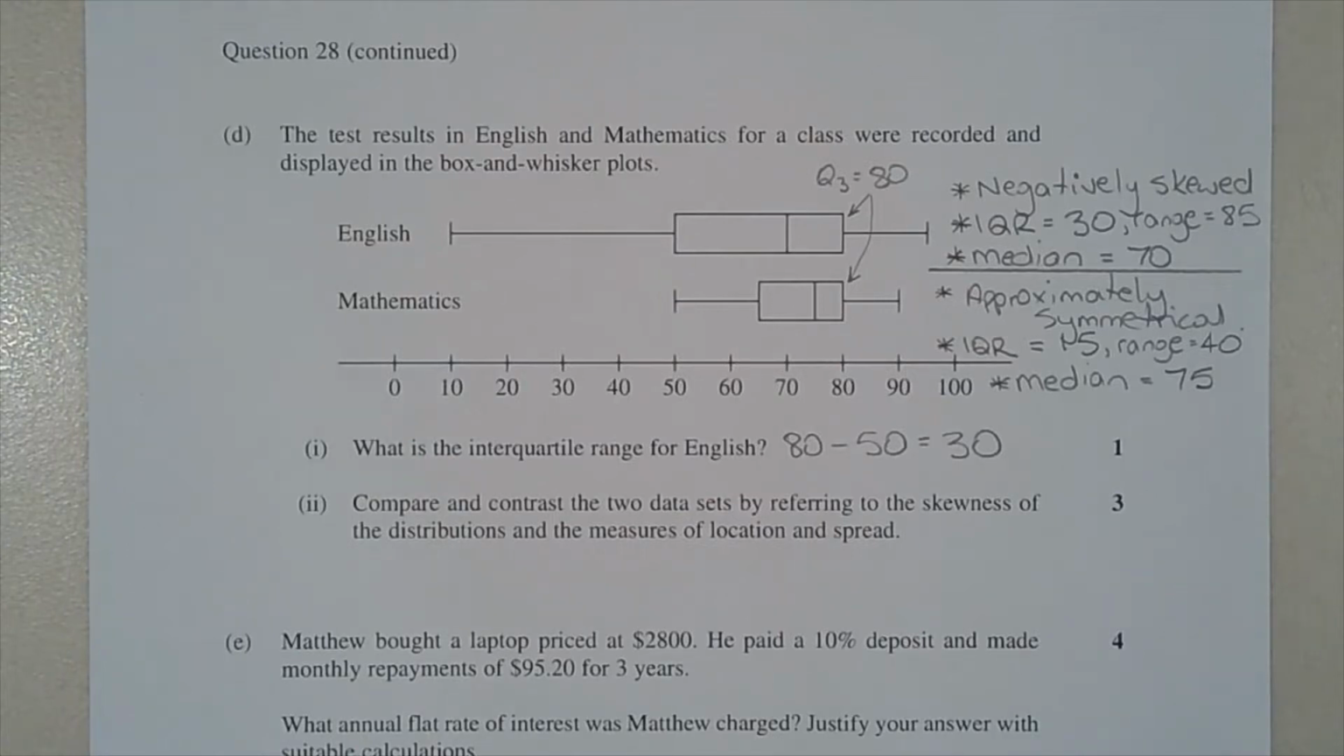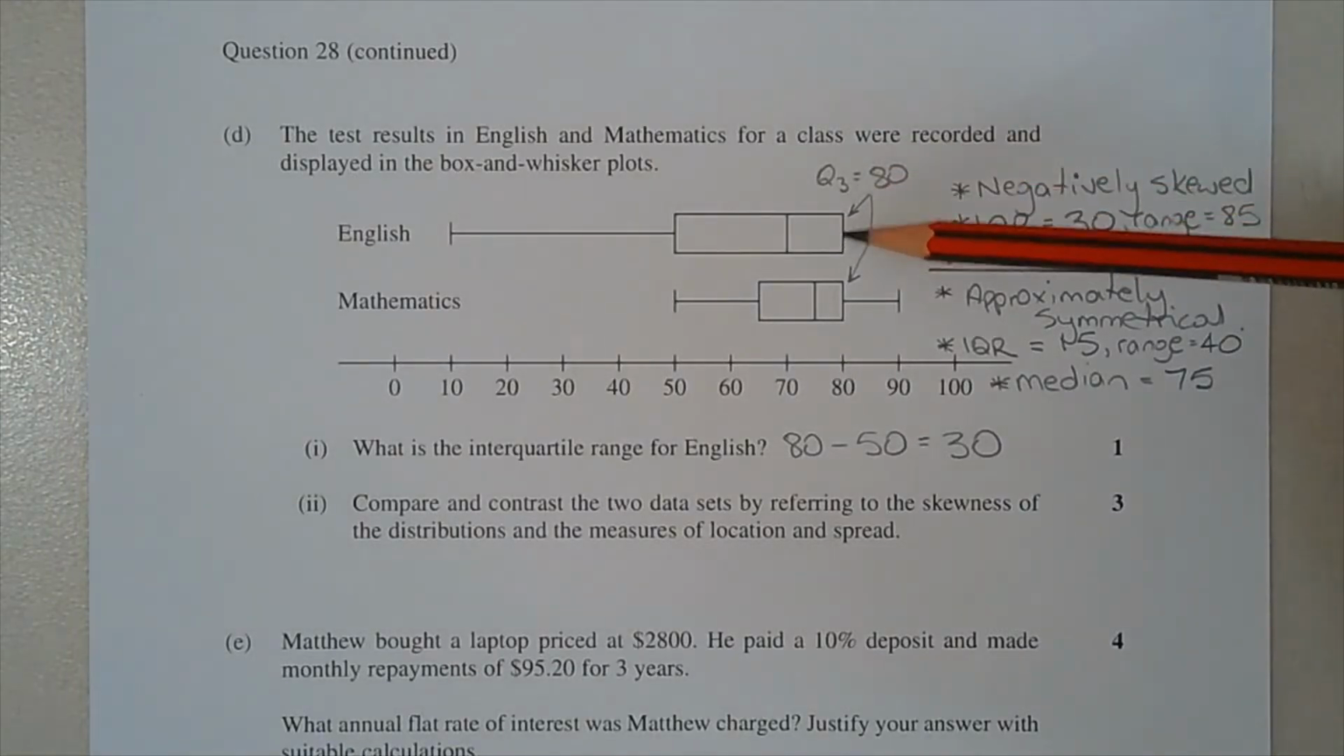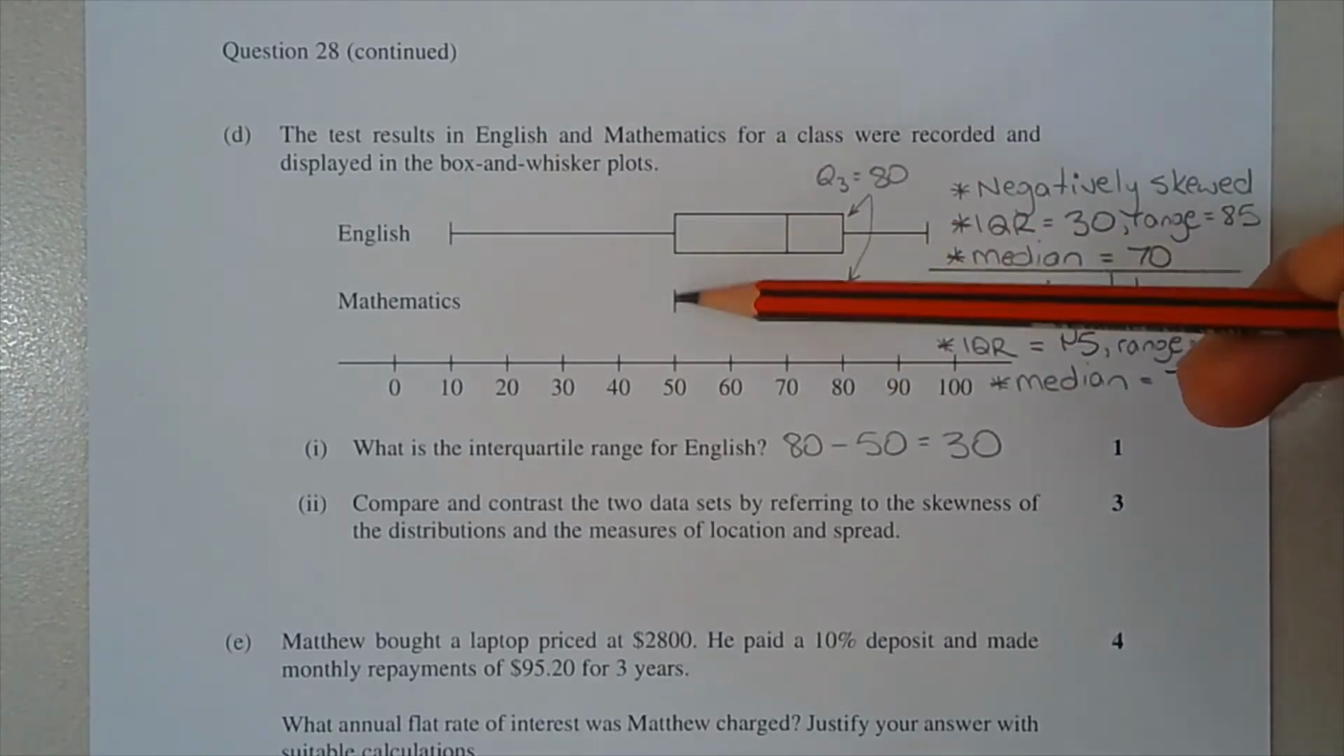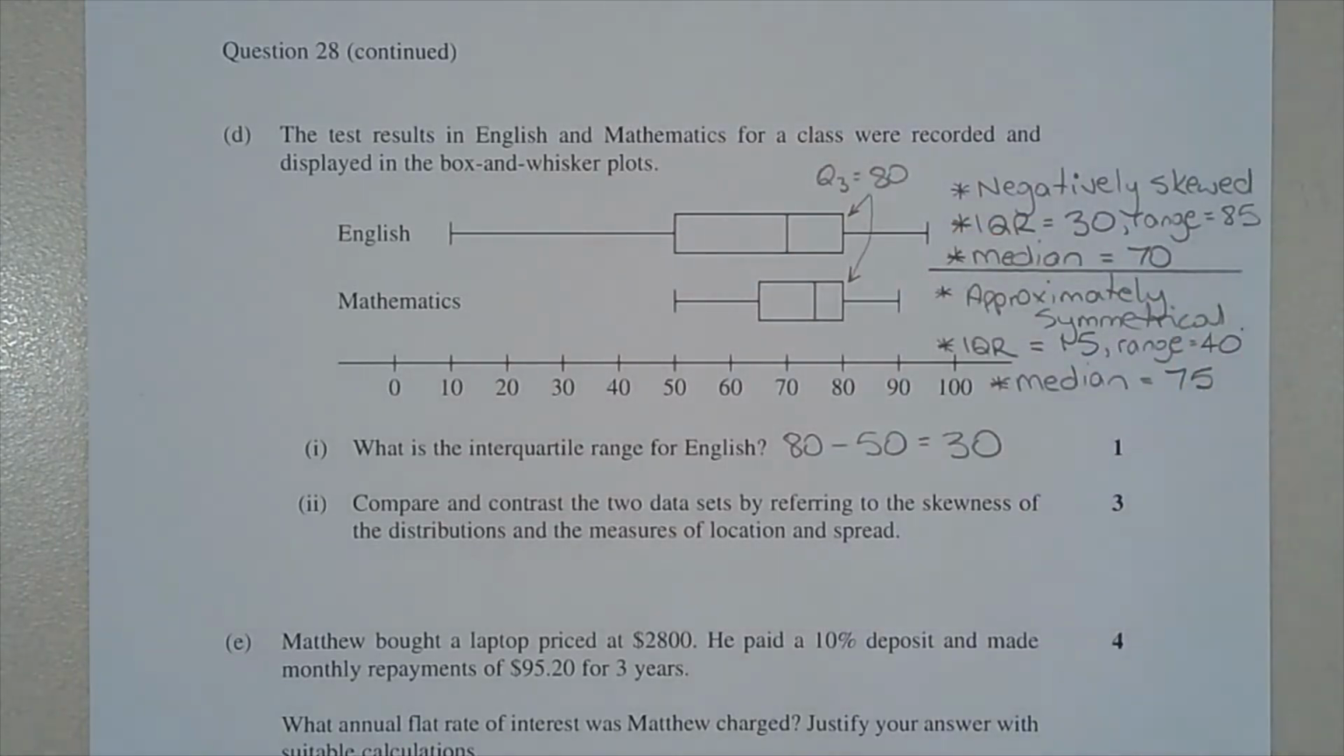Question 28d. The test results in English and mathematics for a class were recorded and displayed in the box and whisker plots. Part 1. What is the interquartile range for English? And that's just found by taking the third quartile and subtracting from that the first quartile. So 80 minus 50 is equal to 30.